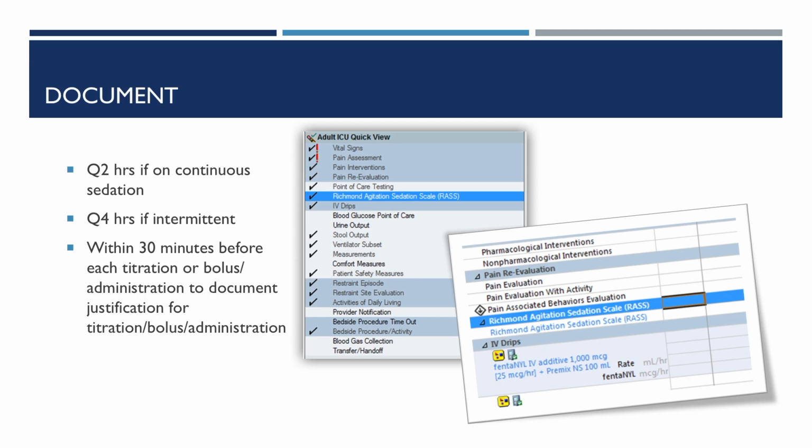This would be your patient receiving any analgesics, benzos, and/or any antipsychotics, medications such as morphine, Dilaudid, Ativan, or Haldol. It is also important to remember to document any justification within 30 minutes of giving any bolus or titration of medication. One final note, as previously mentioned by Esteban, it is important that we document RASS score on all of our patients here in the medical center, not just your patients that are receiving sedation.